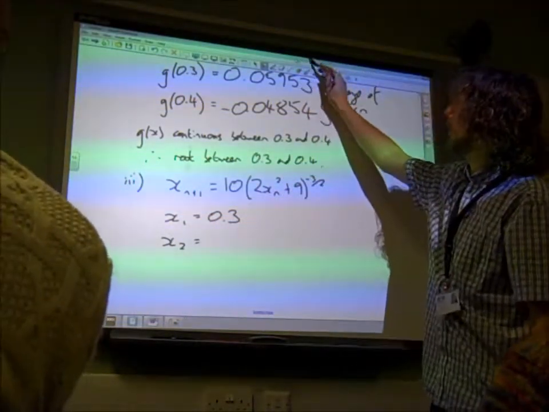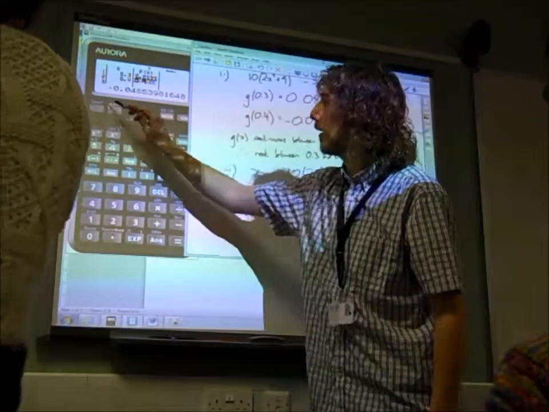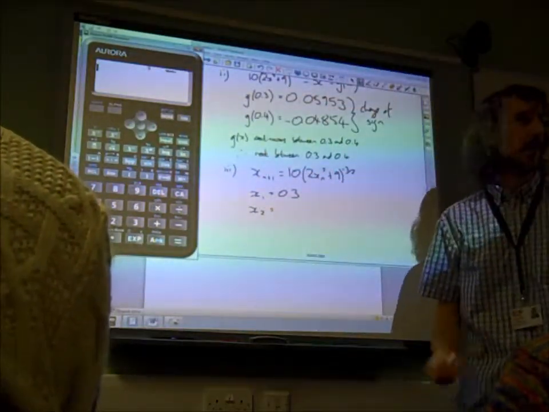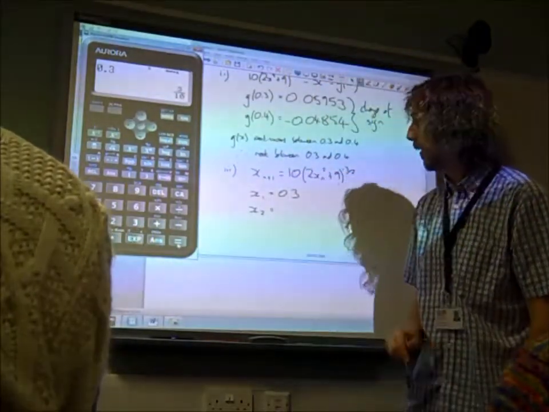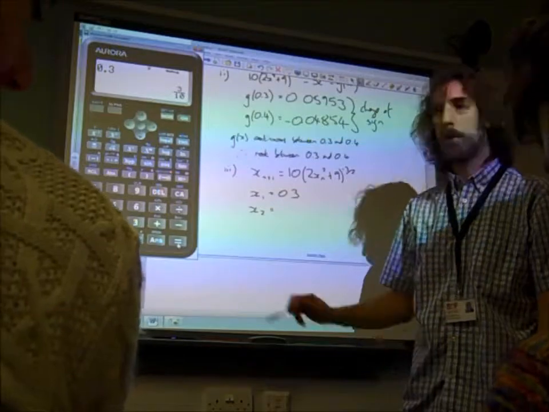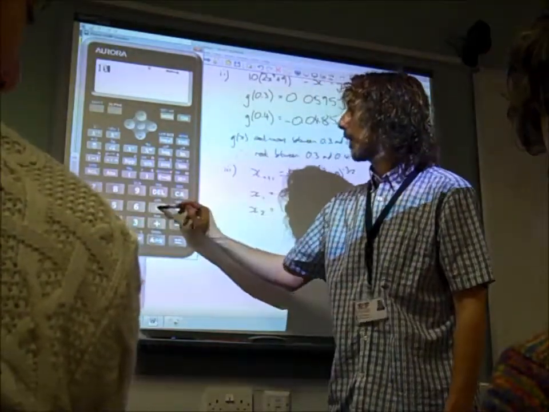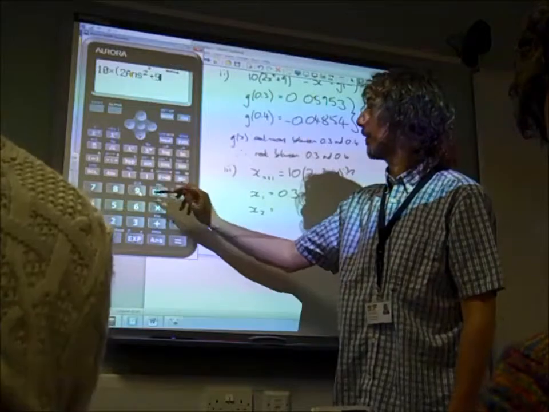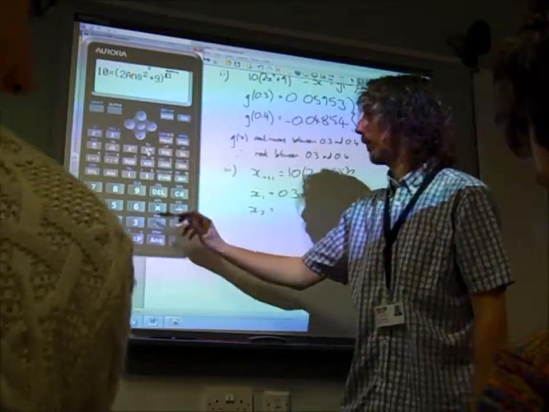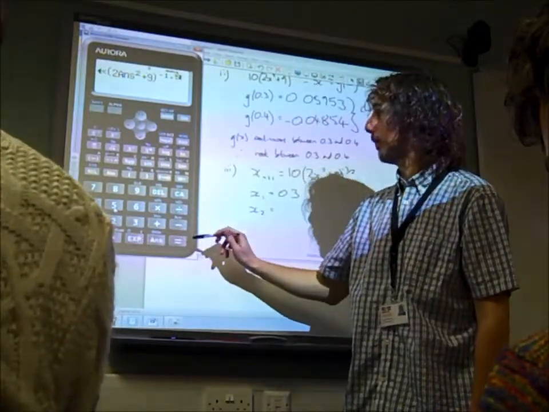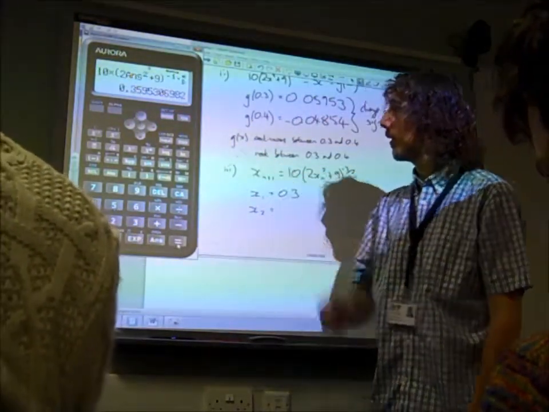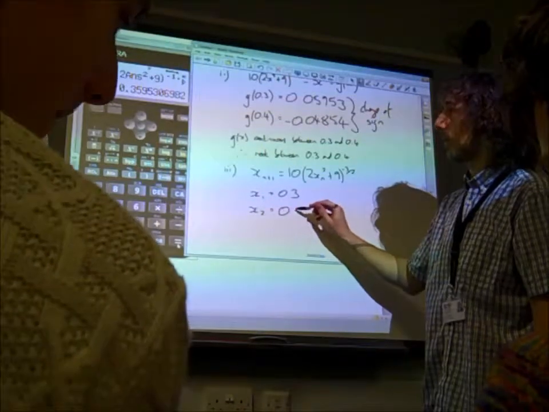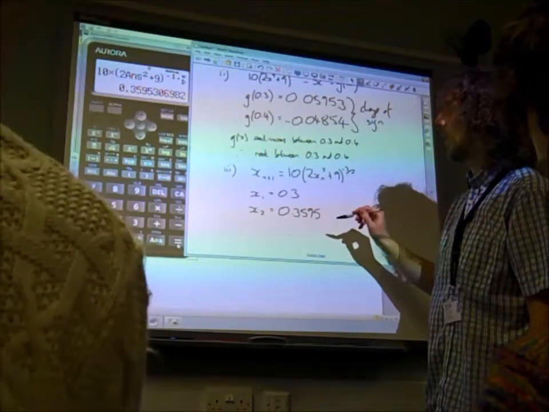Start subbing them in. Again, we'll go back to our trusty calculator, and we'll go back to the standard mode. Remember how we do this? We type in our initial value, 0.3, press equals, and now we set it up to do the iterative stuff. So 10 times (2 answer squared plus 9) to the power of minus 3 on 2, minus 1.5, that'll do. And this should give us a new value, and my calculator has just said 0.359.